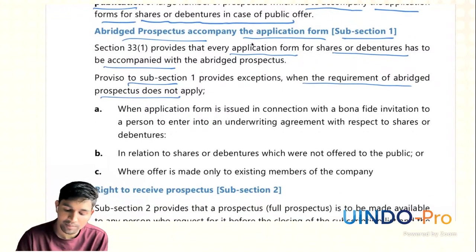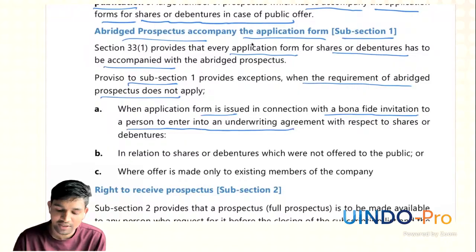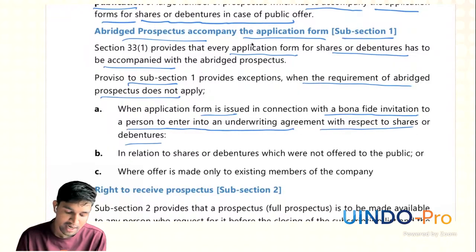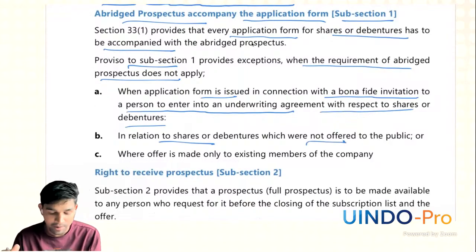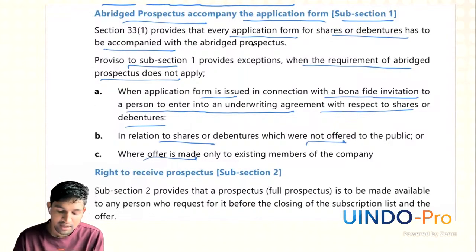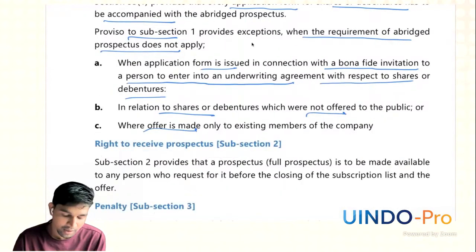Proviso to subsection 1 provides exceptions when the requirement of abridged prospectus does not apply: when the application form is issued in connection with a bona fide invitation to a person to enter into an underwriting agreement with respect to shares or debentures, and in relation to shares or debentures which were not offered to the public, and the offer is made only to the existing members of the company.